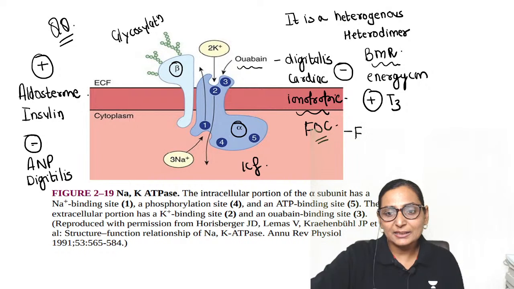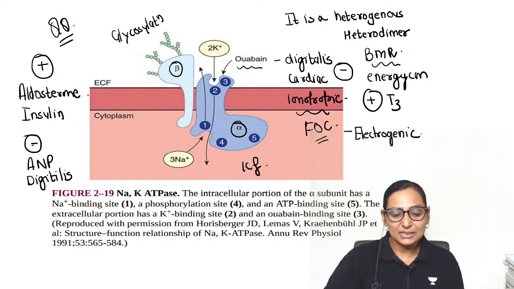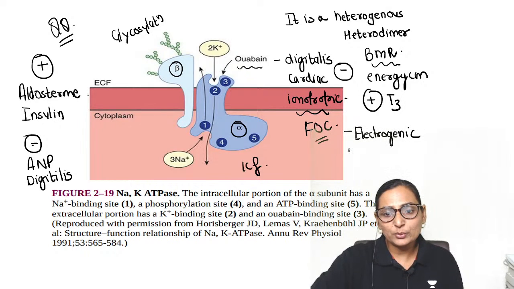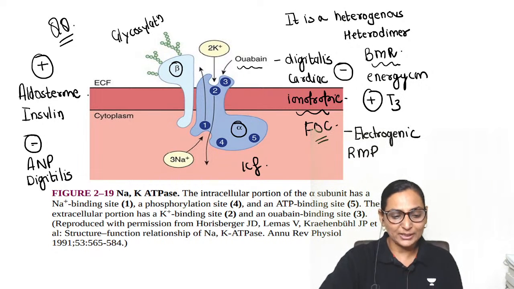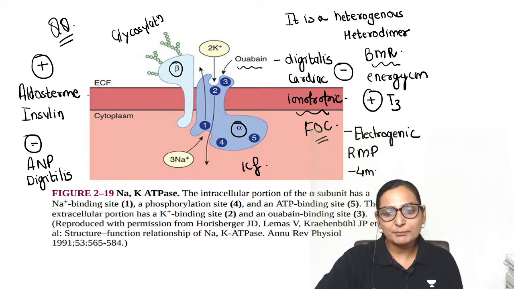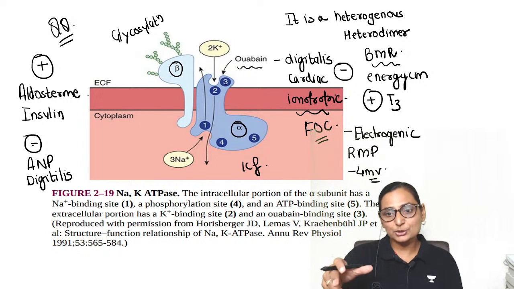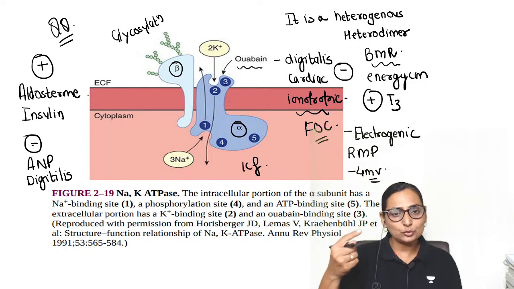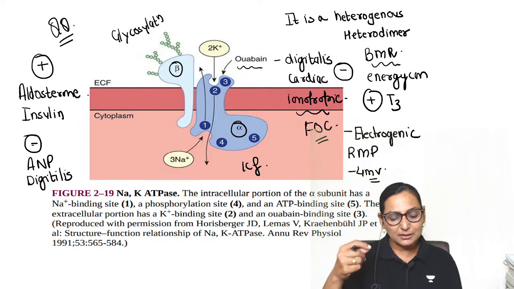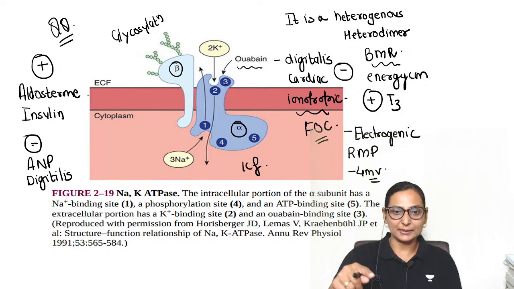And it is an electrogenic pump. Why electrogenic? Because it contributes to your resting membrane potential of -4 millivolts. Because what is it doing? It is taking 3 sodium outside and getting 2 potassium inside. That means a net loss of 1 ion.